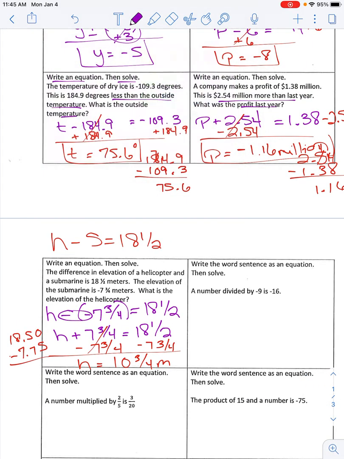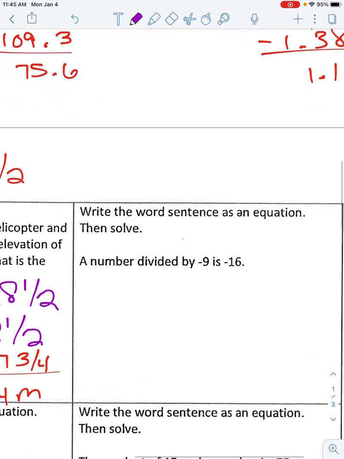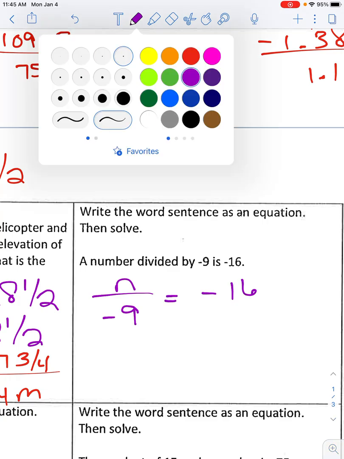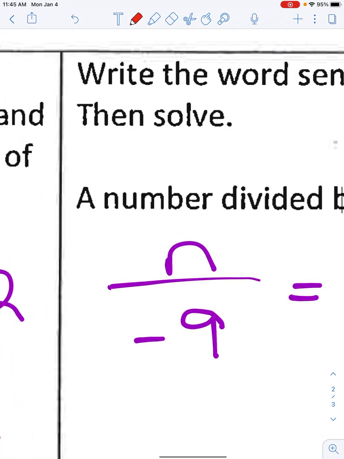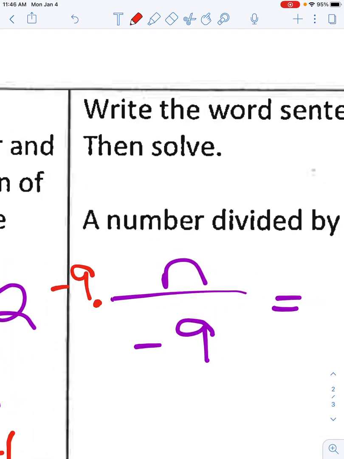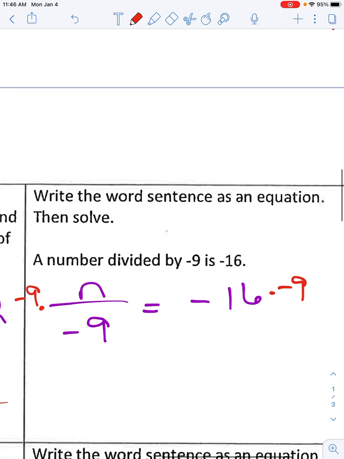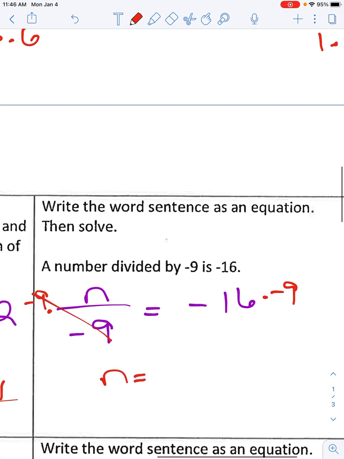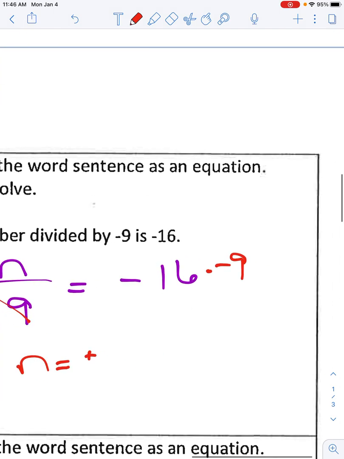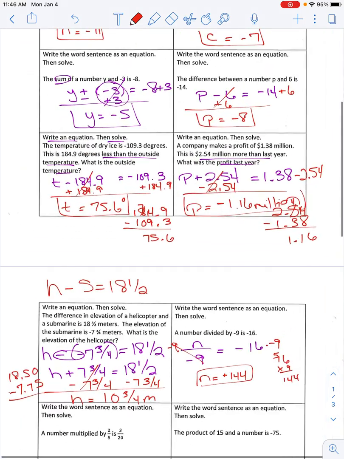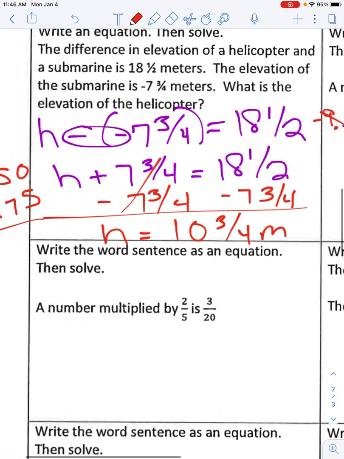Okay. On the next one, we're going to write the word sentence, then solve. A number divided by -9 is -16. Do the inverse to solve. It says n divided by a -9, so I'm going to multiply both sides by a -9. Show your cancellation. A negative times a negative is a positive. 16 times 9 is 144. Okay.